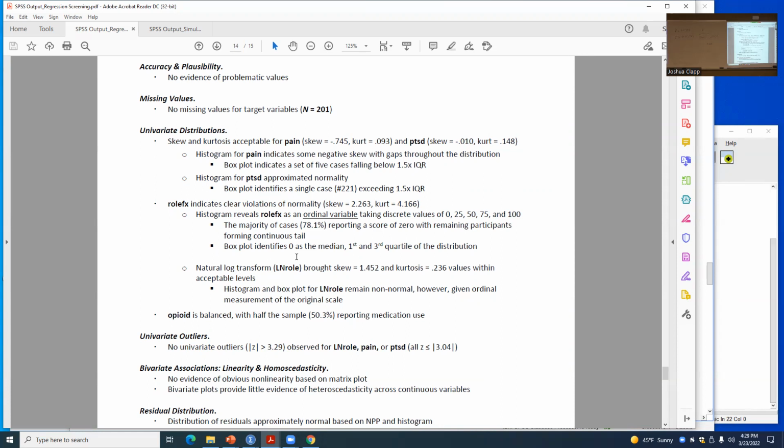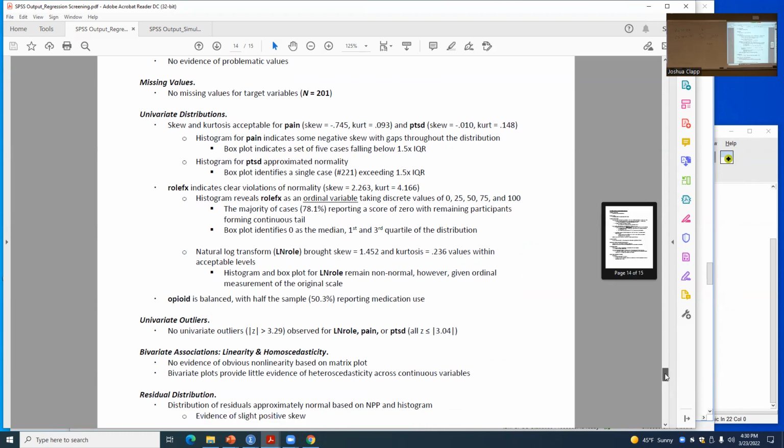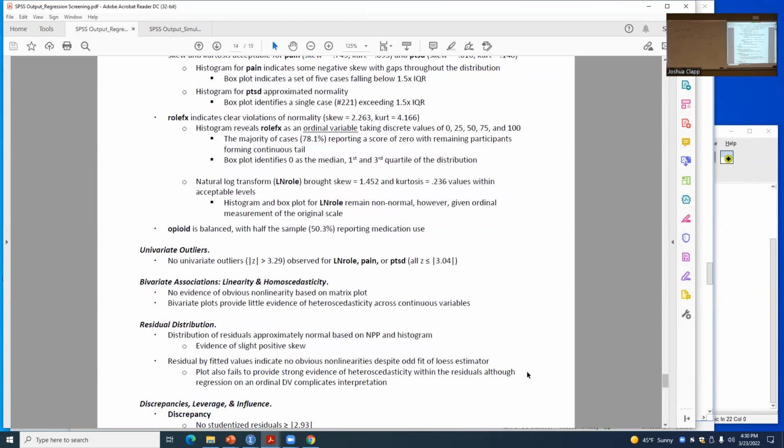We went through a log transform, which brought it more in line with something that would maybe be acceptable. But when we're looking at things, things continue to be non-normal given the ordinal nature of this scale. So just going through and trying to describe what's happening with this. No real univariate outliers or extreme values that we've identified here. Bivariate associations, no evidence of obvious nonlinearity, little evidence of heteroscedasticity that's problematic, right? So we're just going through checking our boxes here.